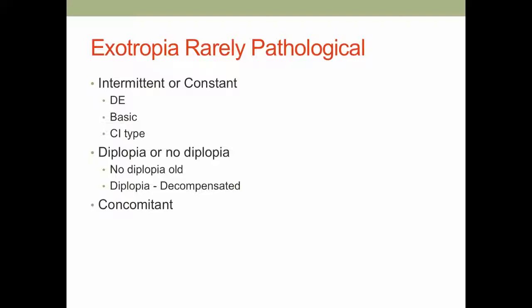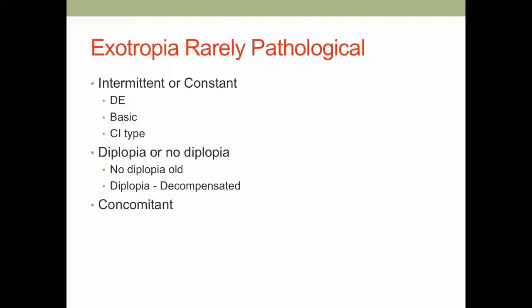Interesting, exotropia compared to esotropia is rarely pathological. The majority of exotropes are intermittent. 95% of divergence excess, basic or CI are intermittent. True constant deviations are problematic since they do not have any binocular disparity cells or the ability to achieve binocular vision. Again, the most important thing is to see if the patient can have diplopia.